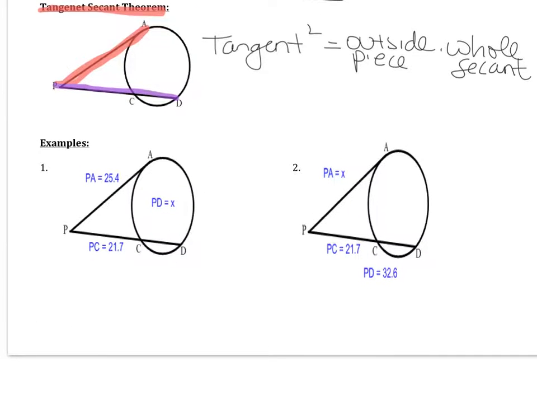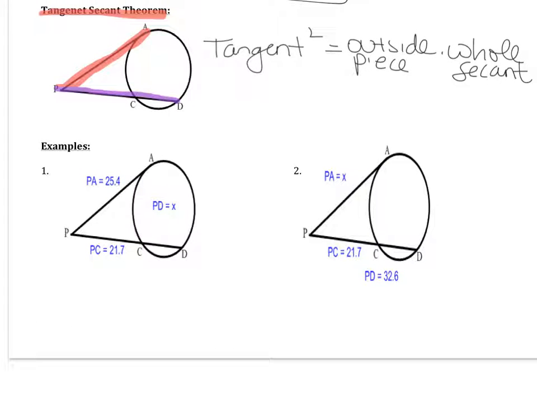It says PA is 25.4, PC is 21.7, and it says PD is x. So notice I have a tangent and a secant line. So follow this formula. I'm going to highlight my tangent. My tangent is red. I even highlight it red here, and then I do purple here, so you know. And here's my secant.